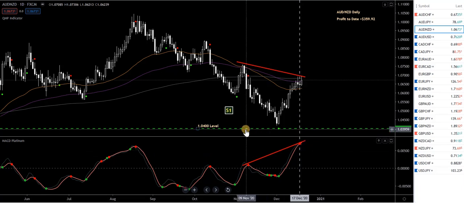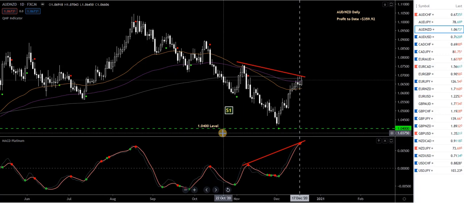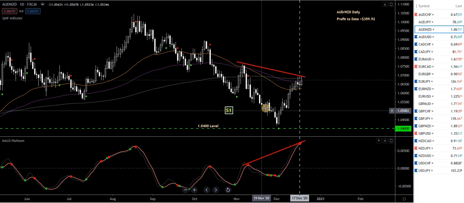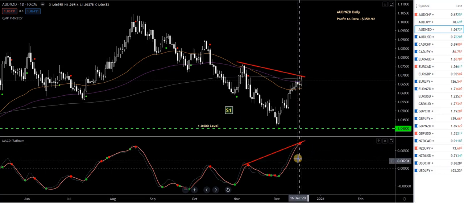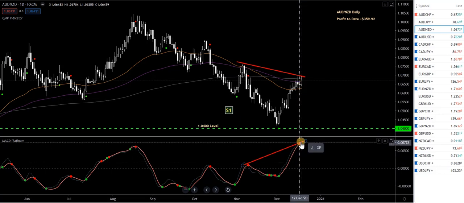Warning lines there. Now, if you see a green dotted line like this, it's just a big level. In this case, it's the $1.04 level, so it's a big round number. Just looking for potential sell setup. The MACD Platinum's a long way above the zero level. Red dot there, looking for sell.